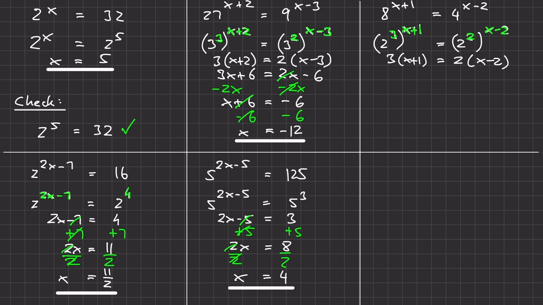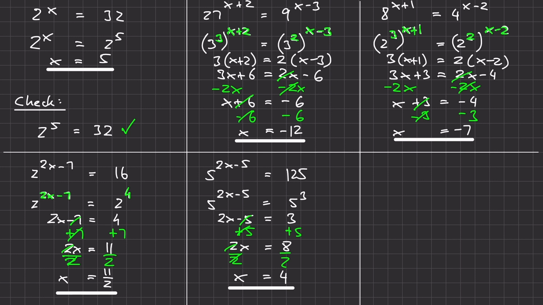And with the distributive property, we get 3x plus 3 equals 2x minus 4. After subtracting 2x from both sides, we get x plus 3 equals negative 4. And after subtracting 3 from both sides, we get x equals negative 7, and we're done with this problem.